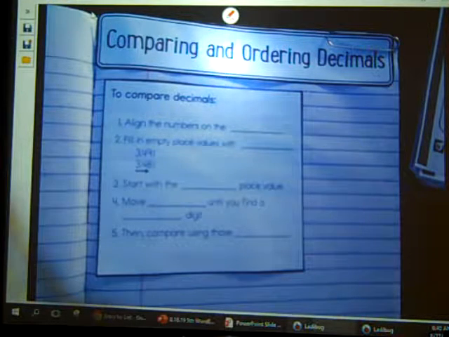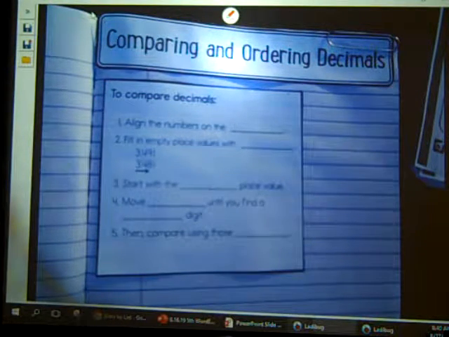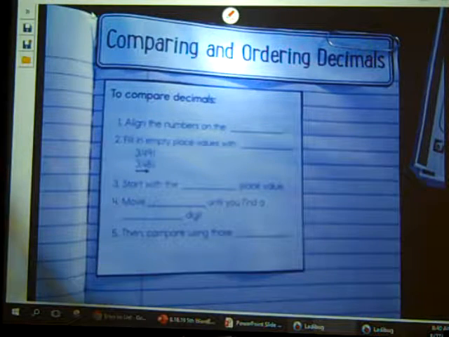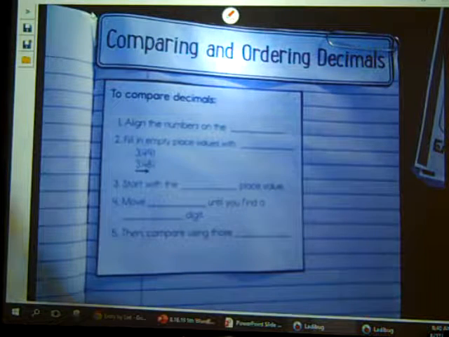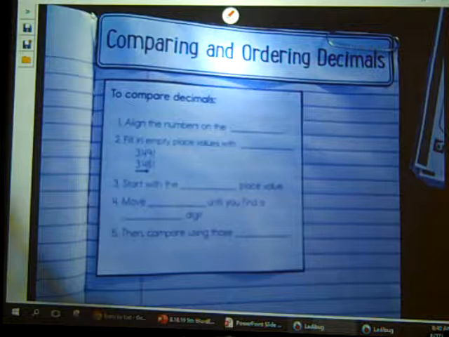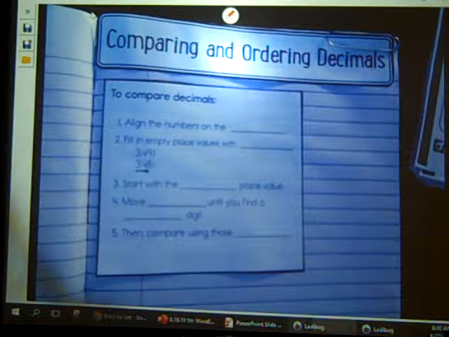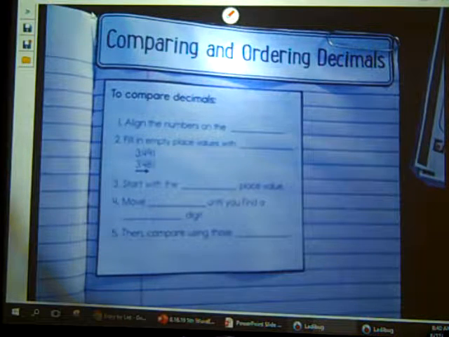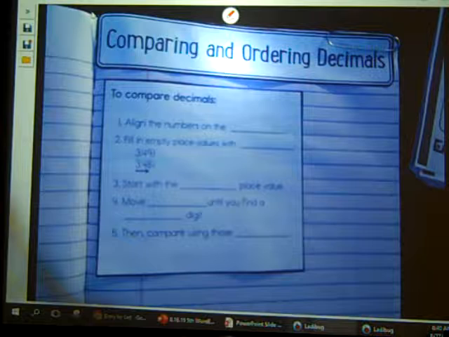So align, what does align mean? Anybody know what the word align means? Yes, sir. To put together. Put together, okay. And anybody else? Yes, ma'am. Keep it in order. Okay, that's something else. Anybody else? Something different? Another word for align means like to line them up. Okay? So how do you think we should line up when we're ordering and comparing decimals? Line them up on the what? What do you think? To line them up least to greatest.